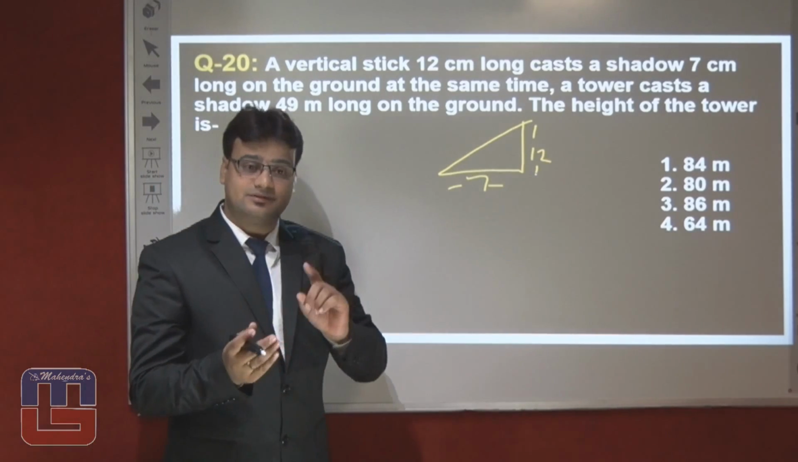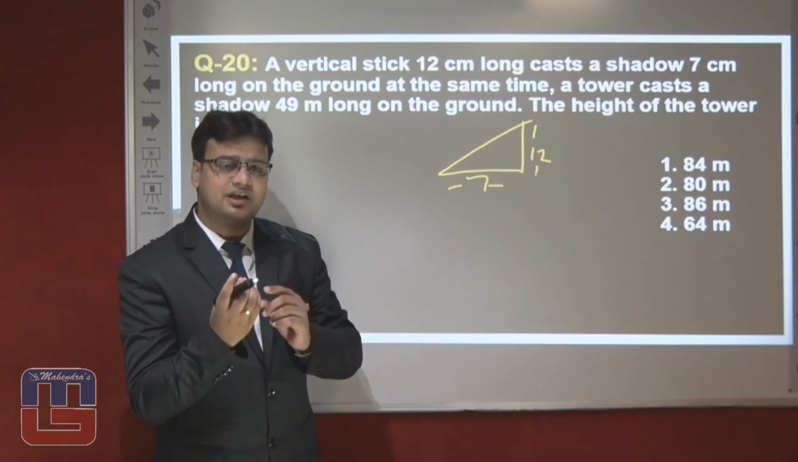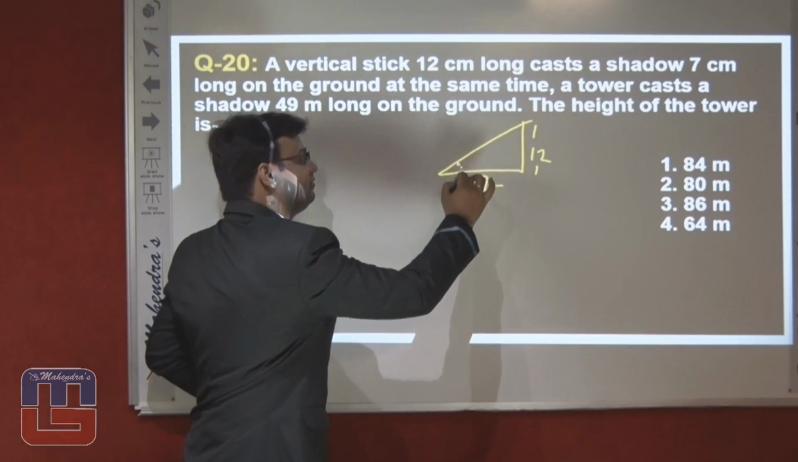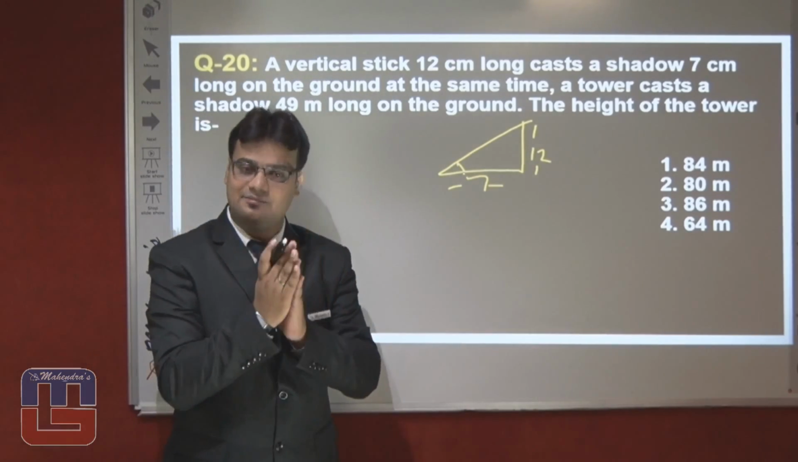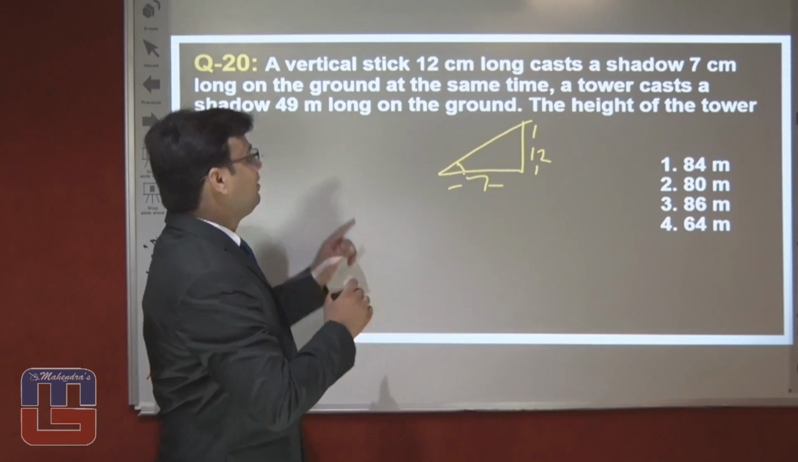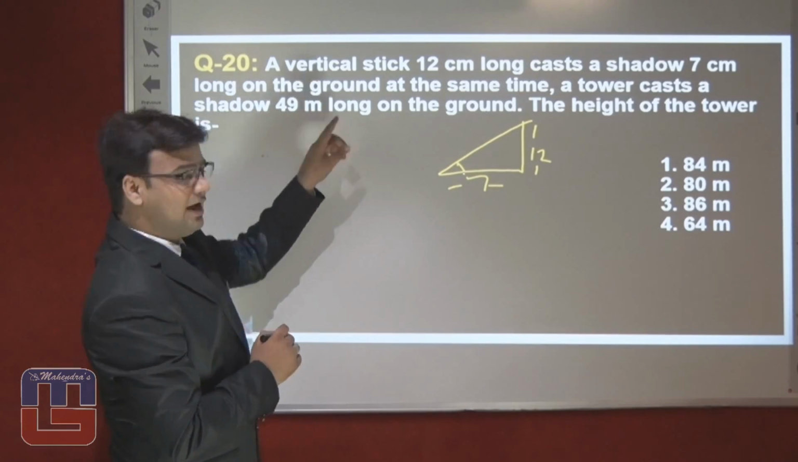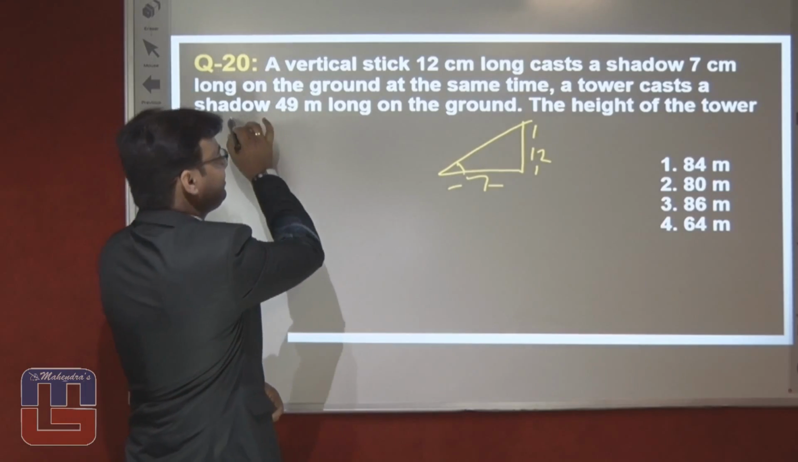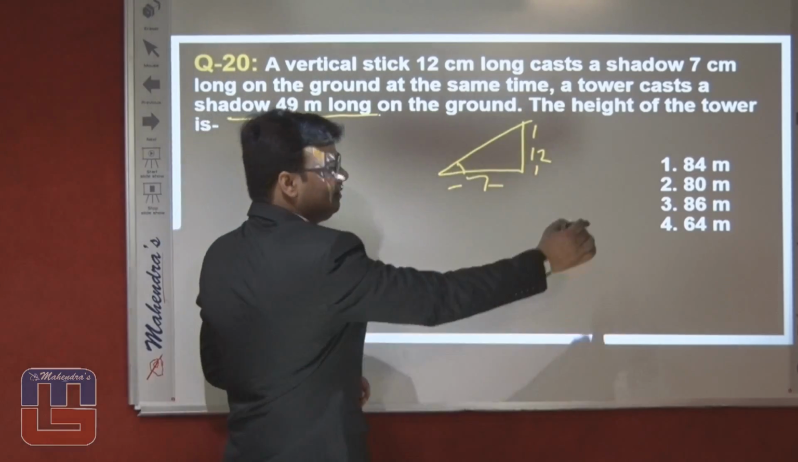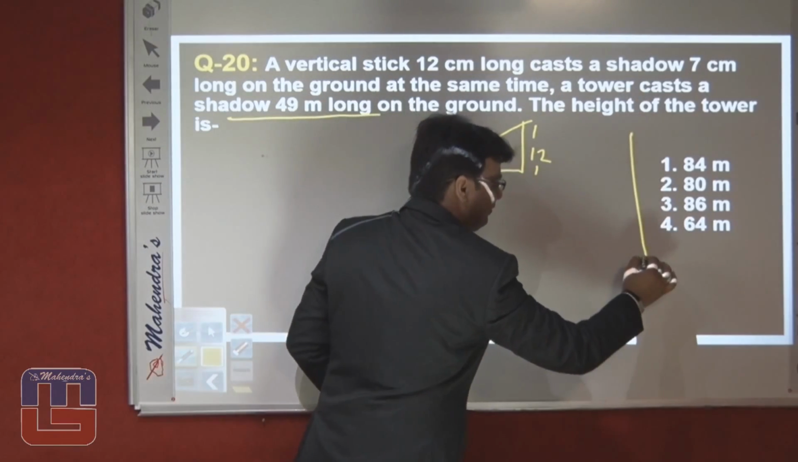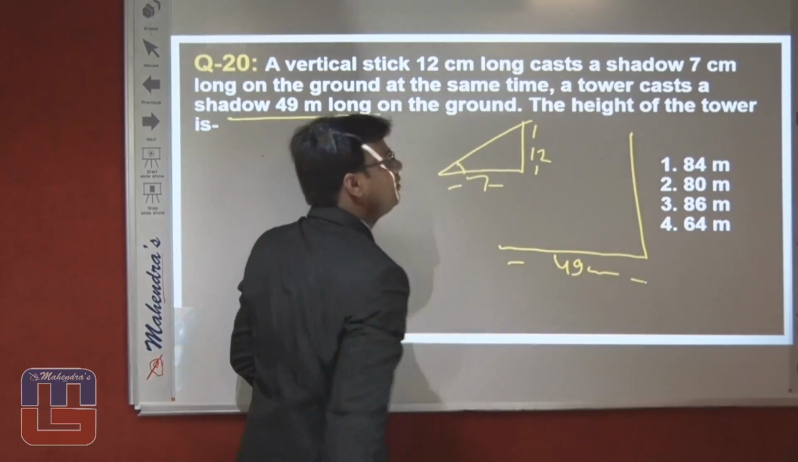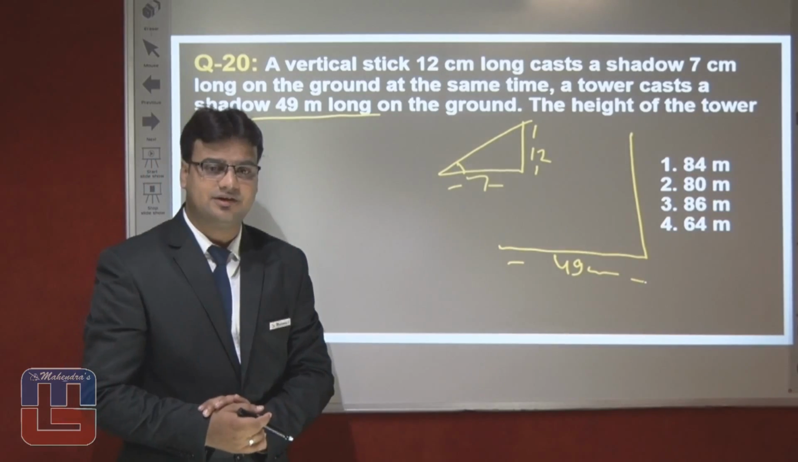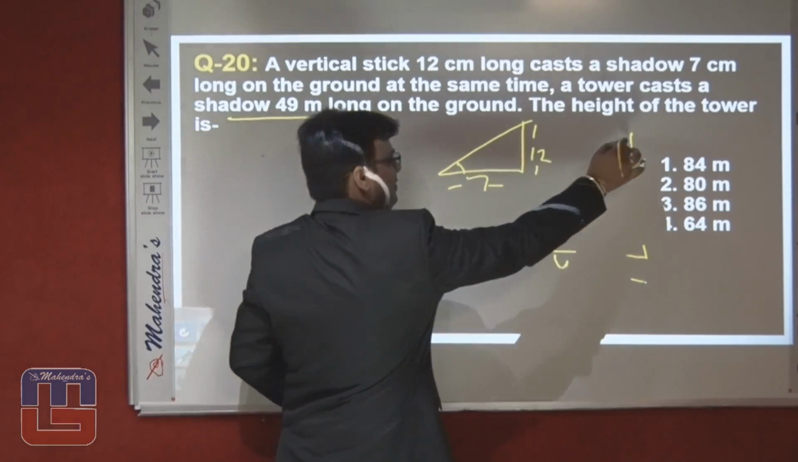The shadow is formed by the sun, that means the elevation angle is used here. Here it's an angle. At the same time, the sun's angle will be the same because the time is the same. A tower's shadow is 49 meters. That means the other thing here is a tower whose shadow is 49 meters. Find the height of the tower. What do we require?